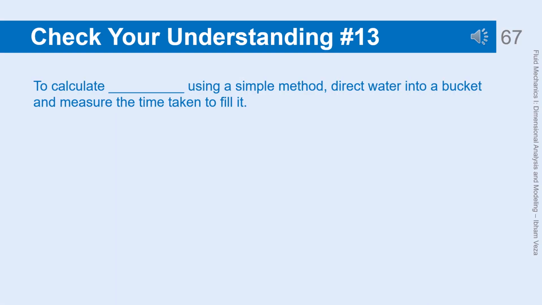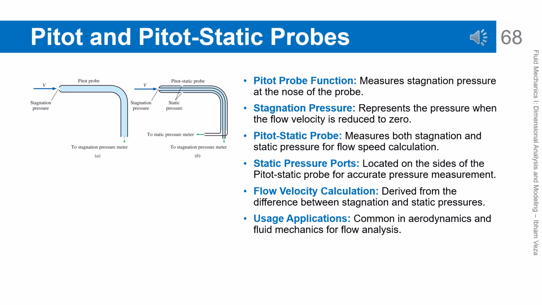Check your understanding, number 13. To calculate water flow rate using a simple method, direct water into a bucket and measure the time taken to fill it.